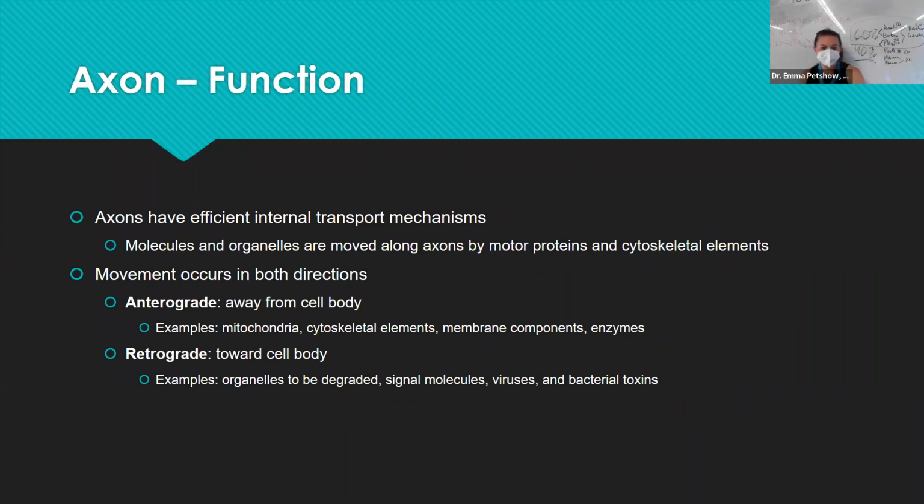So you can have anterograde movement, which is movement away from the cell body. Wherever your neuron is, movement away is called anterograde movement. Retrograde is toward that cell body. Often the things that are moving toward the cell body are stuff that needs to be broken down, or signaling molecules, viruses or bacterial toxins. Versus things moving away: mitochondria, cytoskeletal elements, membrane components, enzymes, things to help these cells do their metabolic functions, made in the nucleus or nucleolus of that neuron and moved down the axon to the terminus.